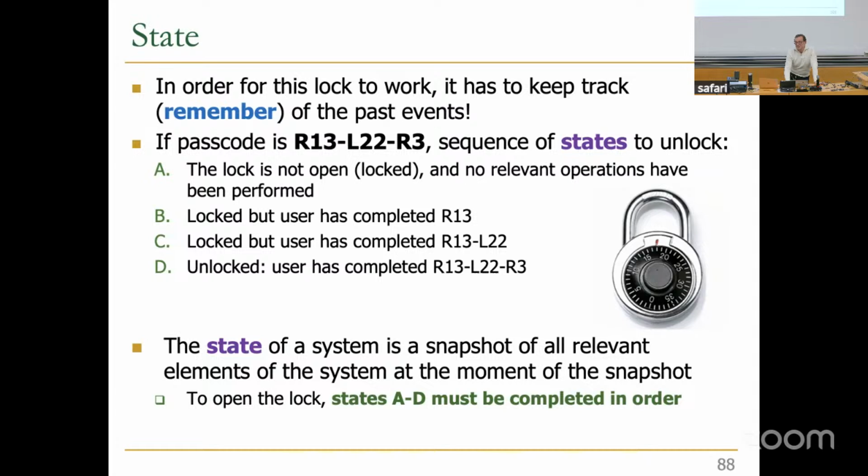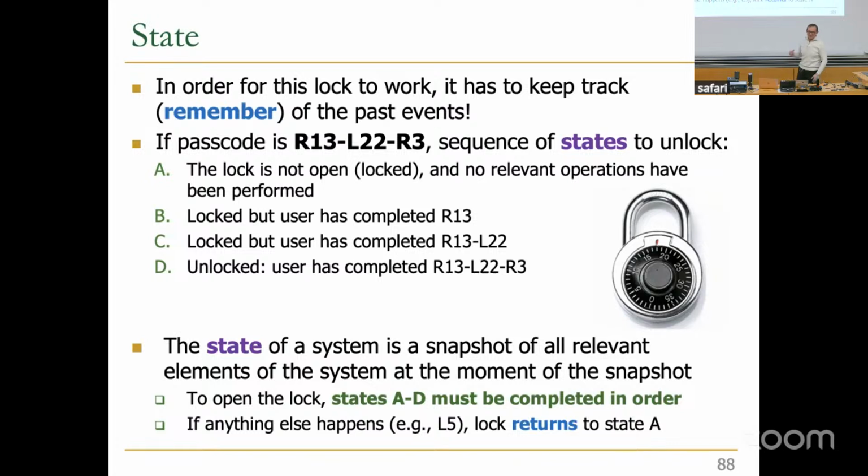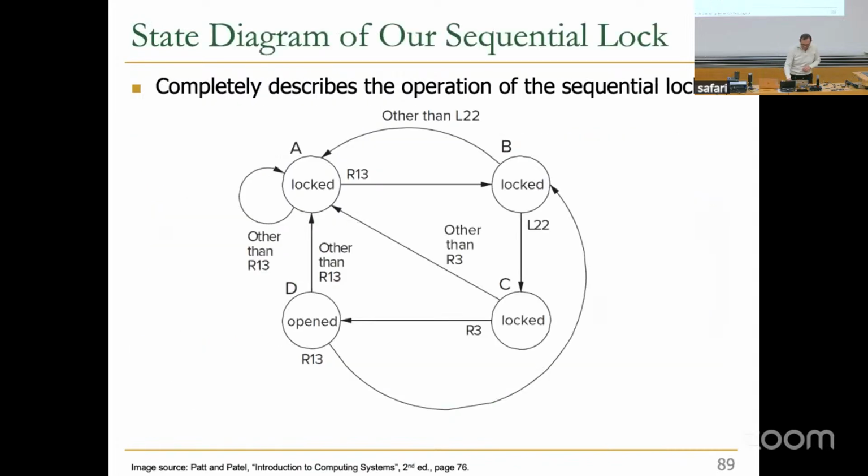This is actually a finite state machine. I'm going to introduce that more formally later on. Basically, if anything else happens, for example, if instead of going to L22, you go to L21 or L5 after R13, the lock returns to state A. There's an internal finite state machine there. And this is our finite state machine, basically. So this is a state diagram. This completely describes the operation of the sequential lock.